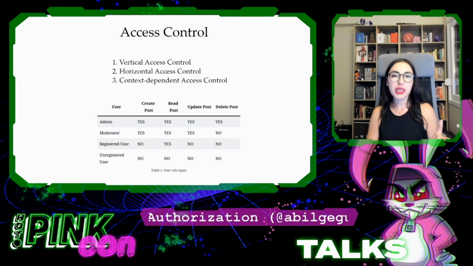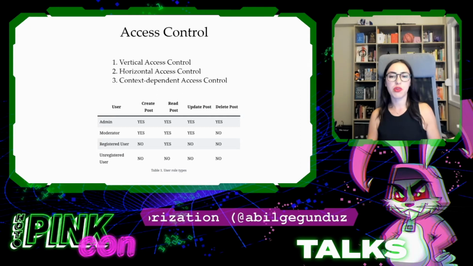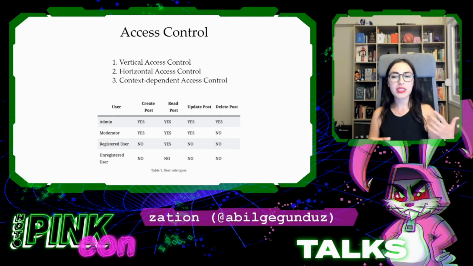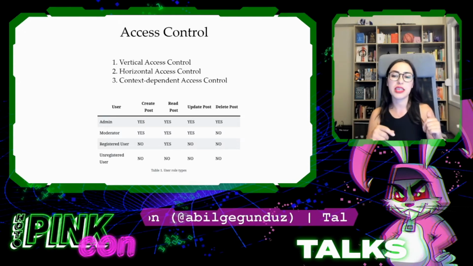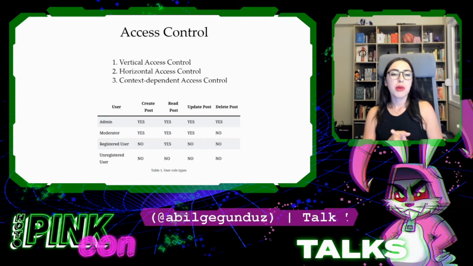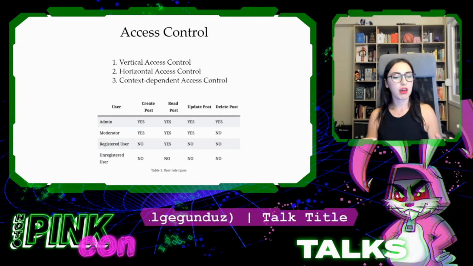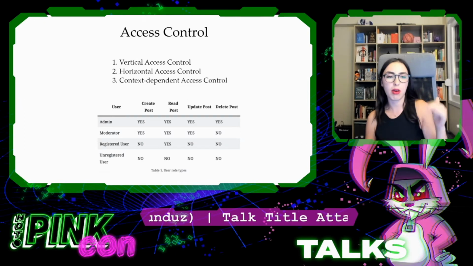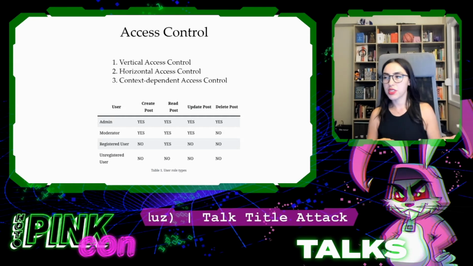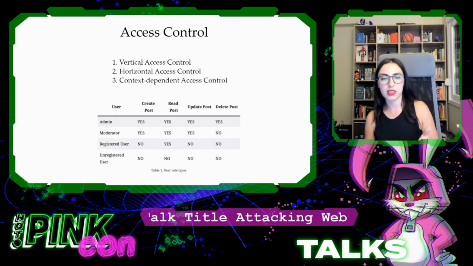So when we speak of users' permission, we talk about access control, I guess. Since we're clear about business rules, authorization, and authentication, let's talk about what access control is. Access control can be explained under three main topics. The first one is vertical access control. The second one is horizontal access control, and the third one is context-dependent access.